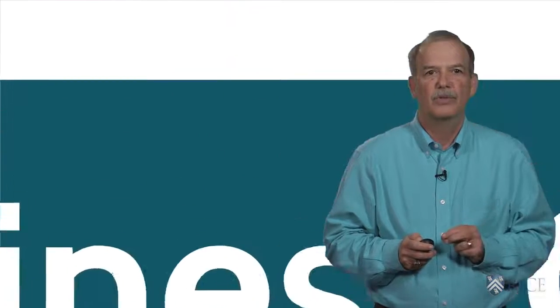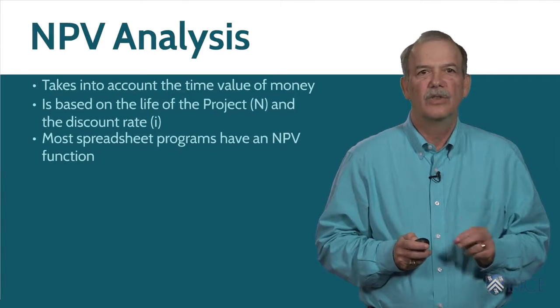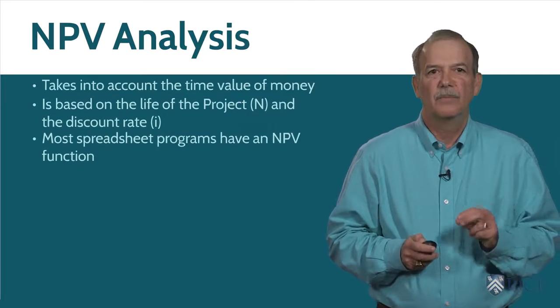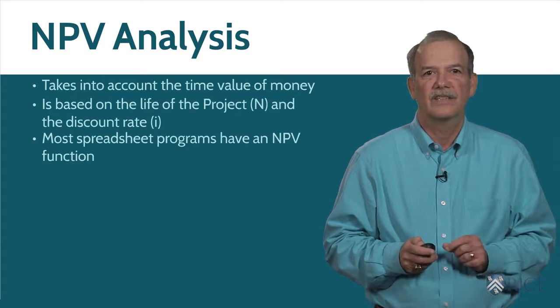The next approach we'll use is the net present value, or NPV approach. This is one of the more commonly used for project justification. The NPV approach incorporates the internal cost of cash, or the discount rate, into the calculation.